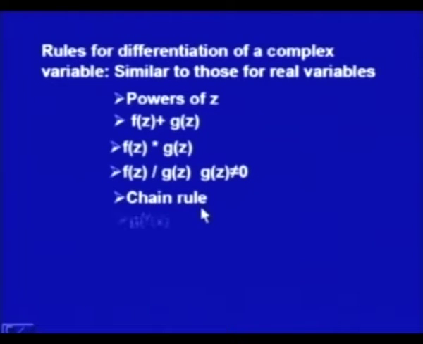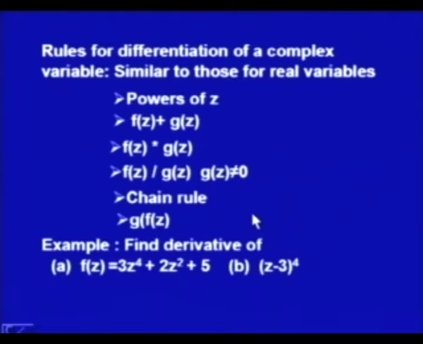Then we have the chain rule, for a composite function. Similar formulae can be obtained for these cases when we have a function of a complex variable, and they can be used in this example. If we have to find the derivative of 3z raised to power 4 plus 2z square plus 5, we can consider it to be the sum of 3 functions, and the derivative will be the derivative of this plus the derivative of this plus the derivative of this. We know how to find the derivative of z raised to power 4, and of z square and so on. So, the derivative can be easily formed.